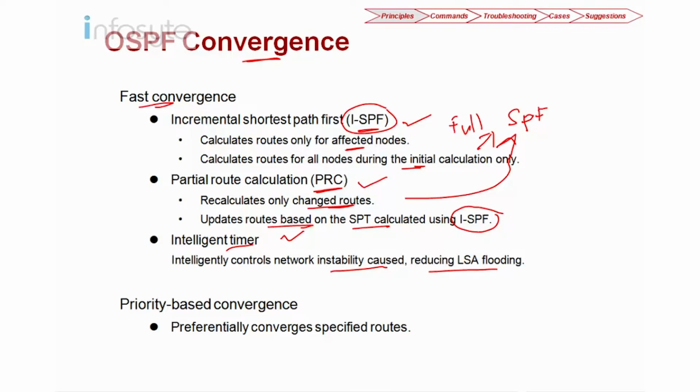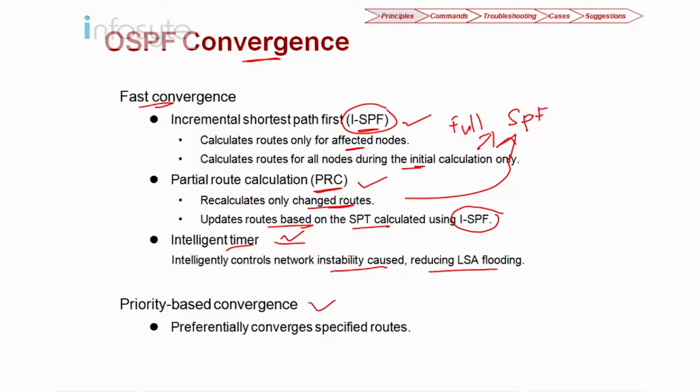Let's say right now I have LSA flooding or my link is flapping. In this case I would need to keep on sending the LSA information. By adjusting the intelligent timer, I can set that within a few seconds I will not send LSA information. Make sure that my network is stable, then only I will send the LSA information.